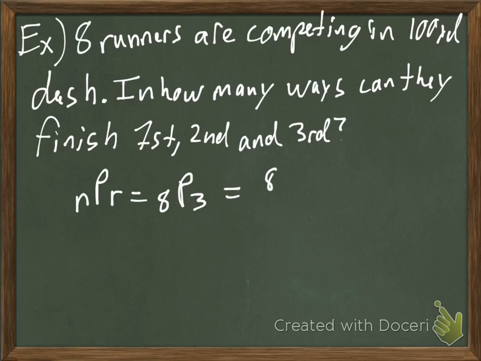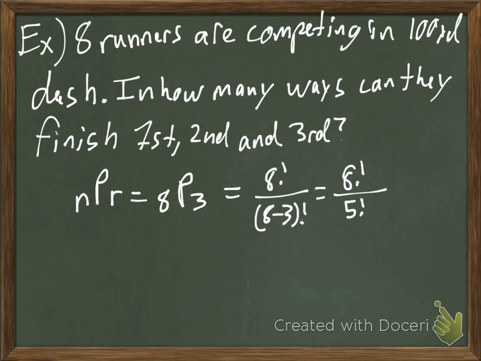So this turns into 8 factorial divided by 8 minus 3 factorial, which is 8 factorial divided by 5 factorial. We could write all the numbers out, or we could just do it in the calculator, but I'm going to do this. I'm going to change this into 8 times 7 times 6 and figure out what that is, which is 336.